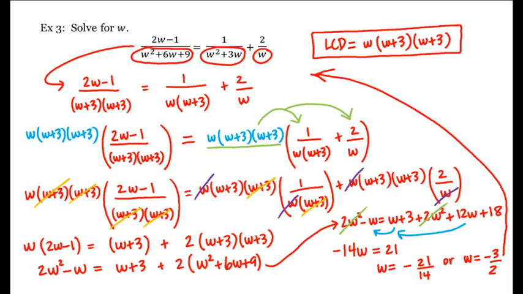And it doesn't. The only excluded values would be w equal to 0 or -3. So this is our answer then. w is equal to -3/2. And this is how we solve rational equations. Thank you, and we'll see you next time.